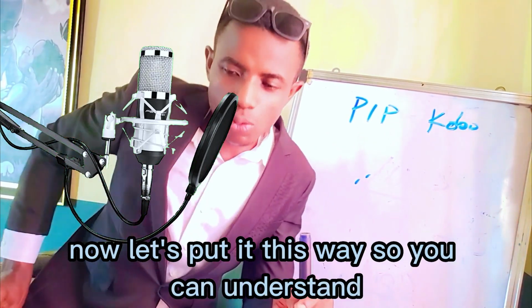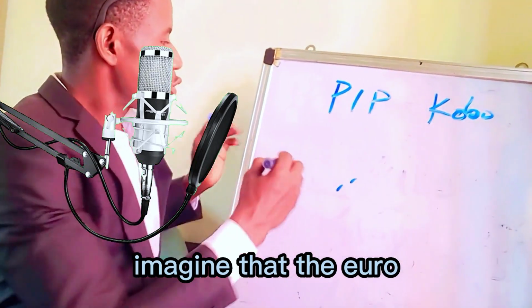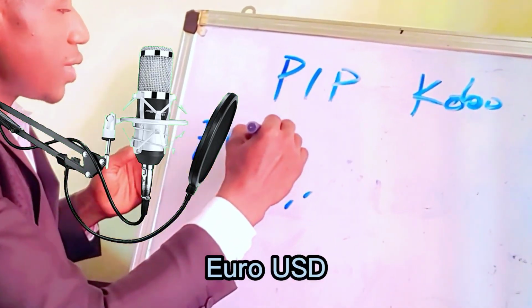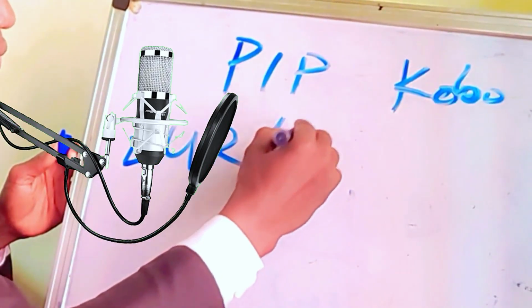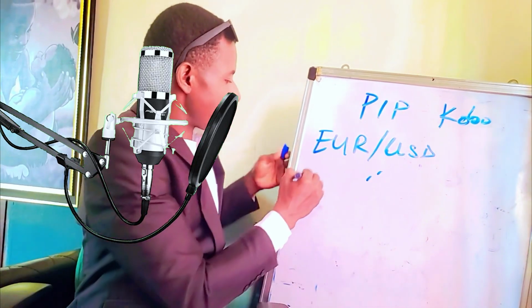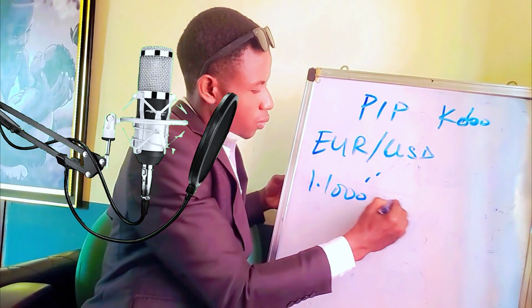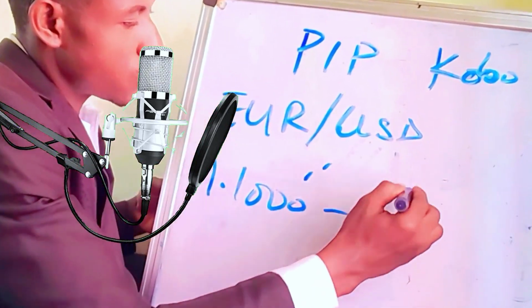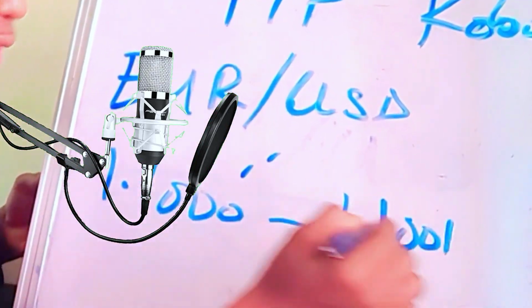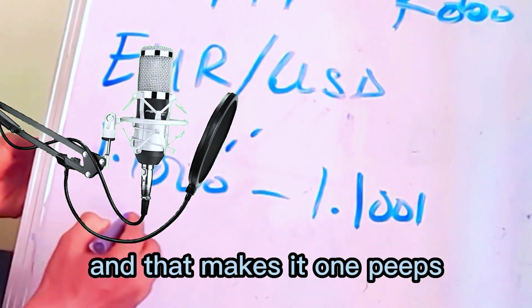Now let's put it this way so you can understand. Let's start this example. Imagine that the Euro USD moves from 1:1,000 to 1:1,001. You notice that it was just 1, and that makes it 1 pip.